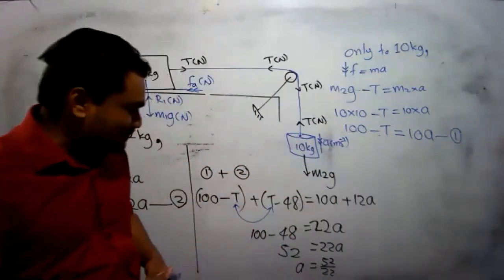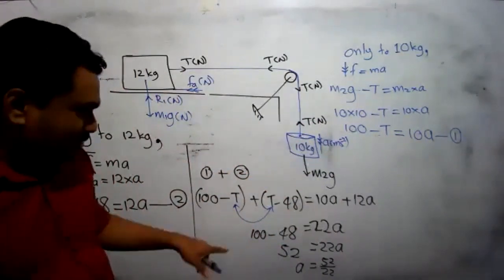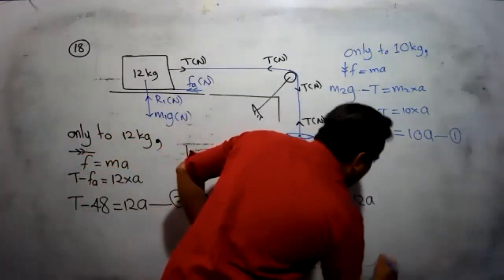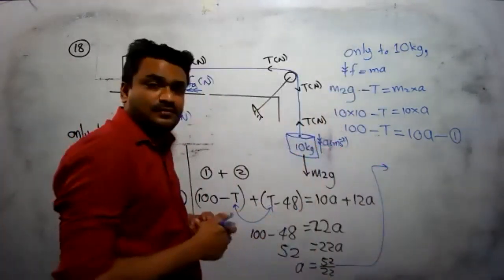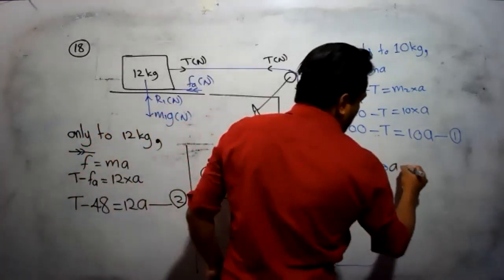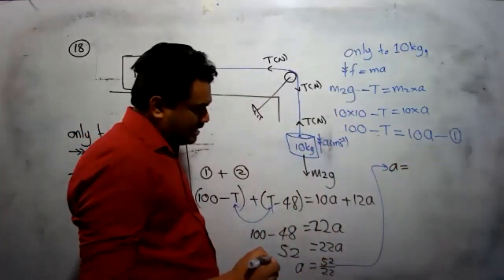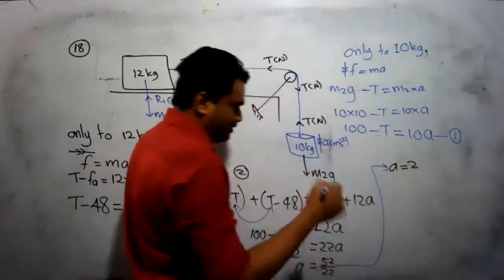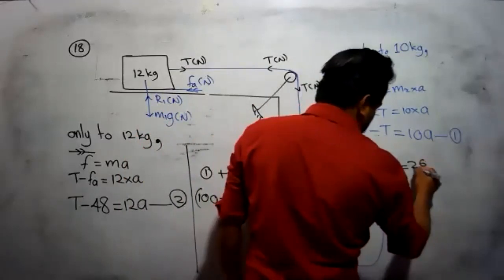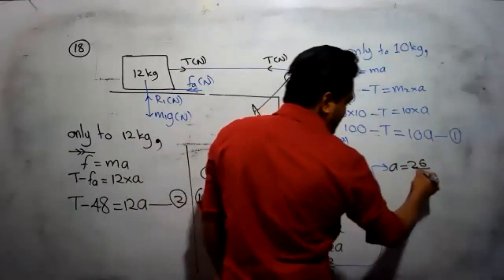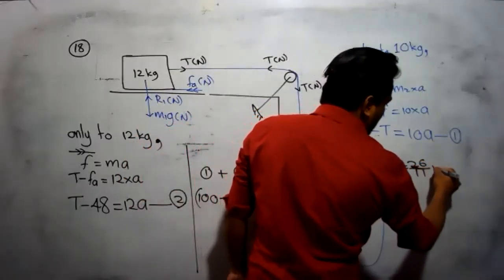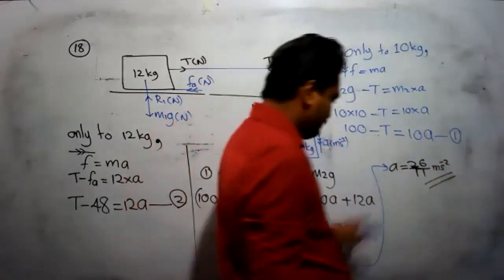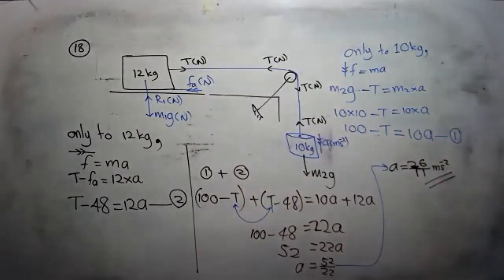Right. Okay. Is this correct? 52 divided by 10 plus 12, 22. Can we simplify this any further? A equals 52 divided by 2, that is 26. 12 divided by 2 is 6, and 22 divided by 2 is 11. So it is 26 over 11 meters per second squared. Is this correct here? Who got this answer?